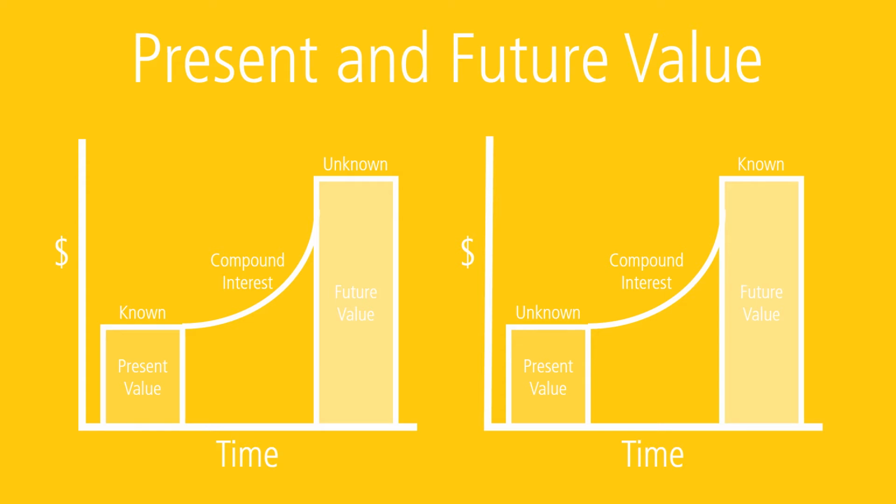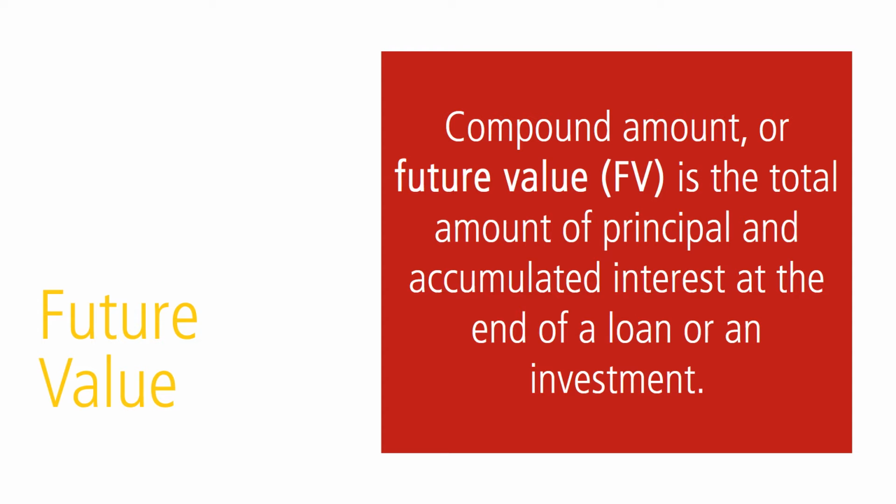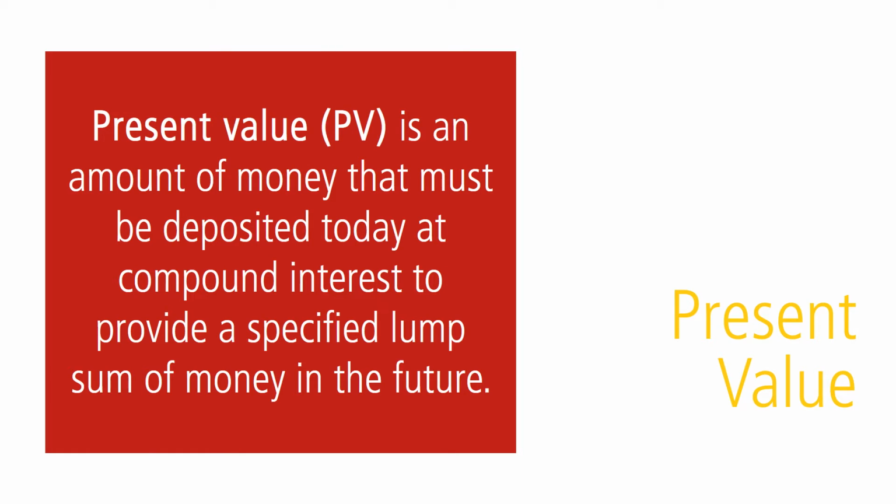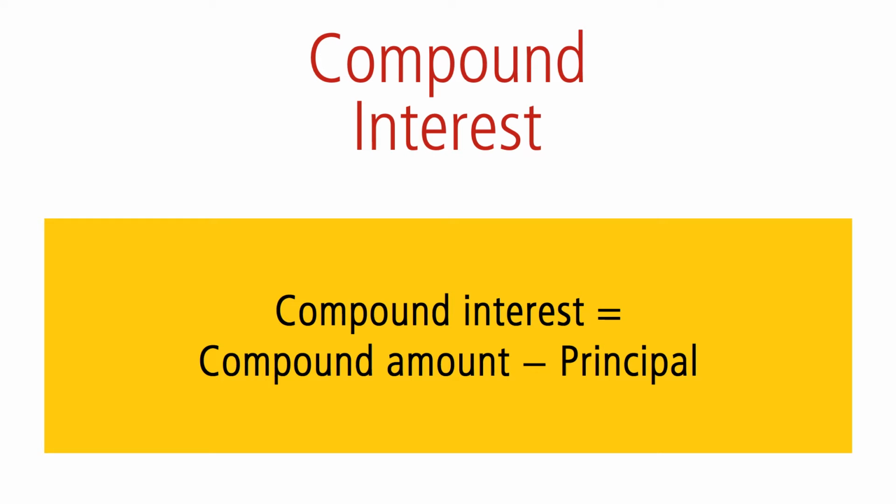future amount. Compound amount, or future value, known as FV, is the total amount of principal and accumulated interest at the end of a loan or an investment. Present amount, or present value, as symbolized by PV, is an amount of money that must be deposited today at compound interest to provide a specified lump sum of money in the future. Compounding divides the time of the loan or an investment into compounding periods, or simply periods.